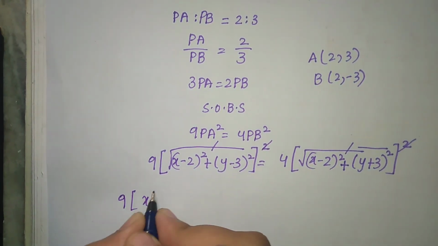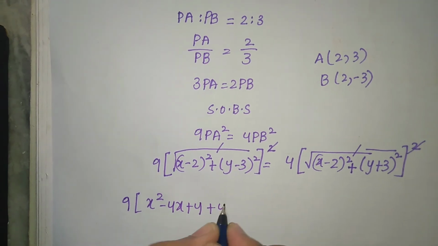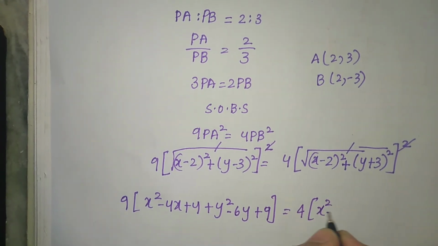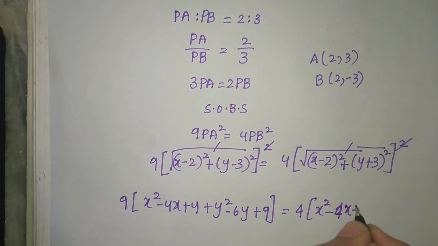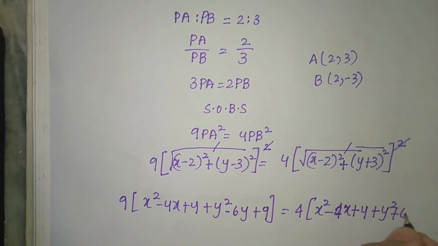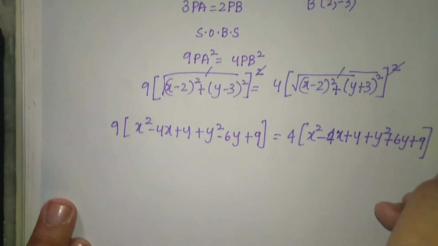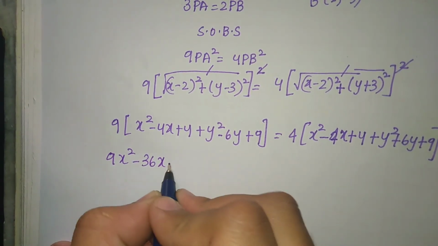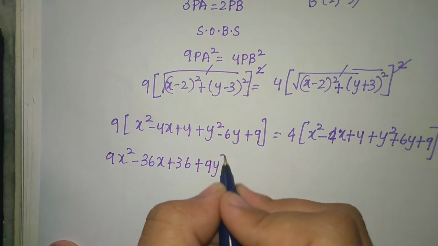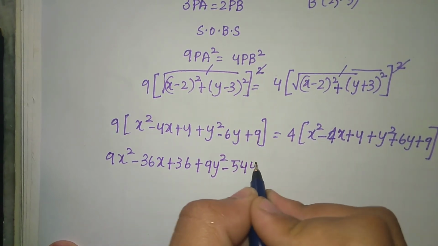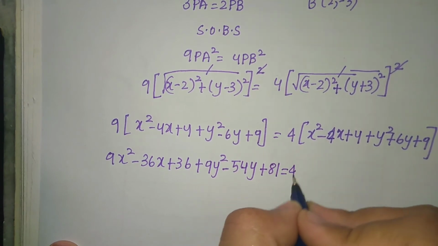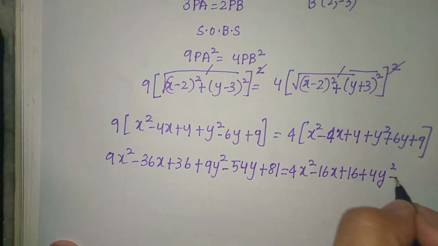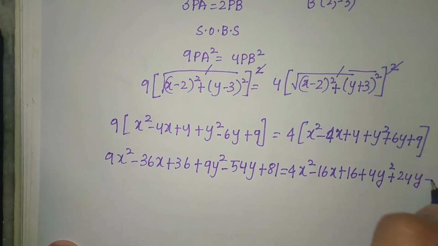So 9 into x square minus 4x plus 4 plus y square minus 6y plus 9 is equal to 4 into x square minus 4x plus 4 plus y square plus 6y plus 9. 9x square minus 36x plus 36 plus 9y square, 9 6s are 54y, 9 9s are 81, is equal to 4x square minus 16x plus 16 plus 4y square, 6 4s are 24y, 4 9s are 36.